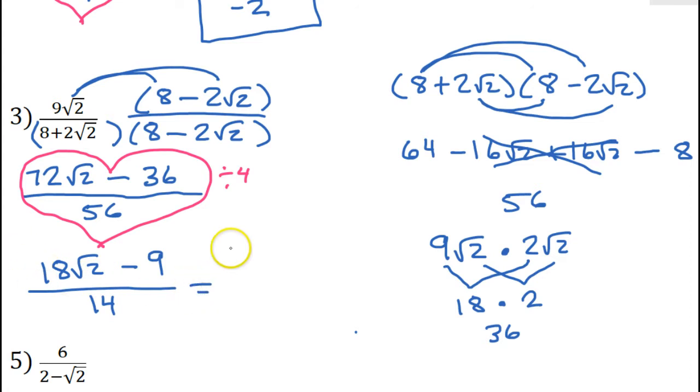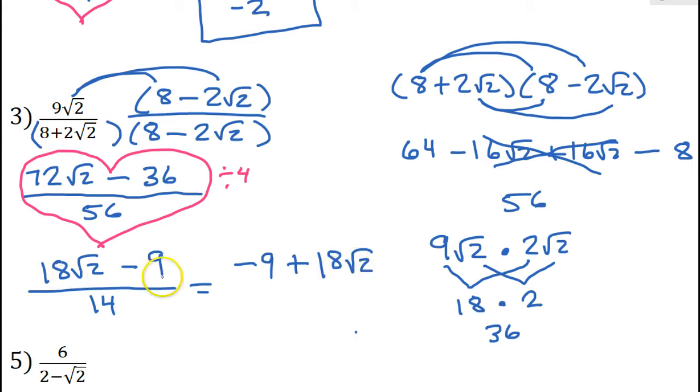But you know what, there's one more step I think we should probably do. For standard form, we really want the radical to go second. So I'm just going to reverse these two numbers. So I'm going to take the -9 and put it in the front. And then I'm going to take the 18 radical 2 and put that second. All right, because this is considered standard form. You want the radical to be second.